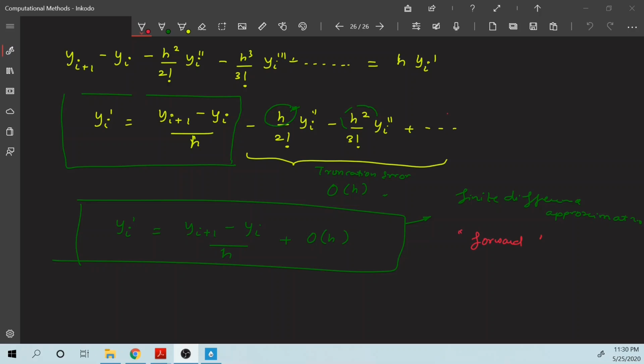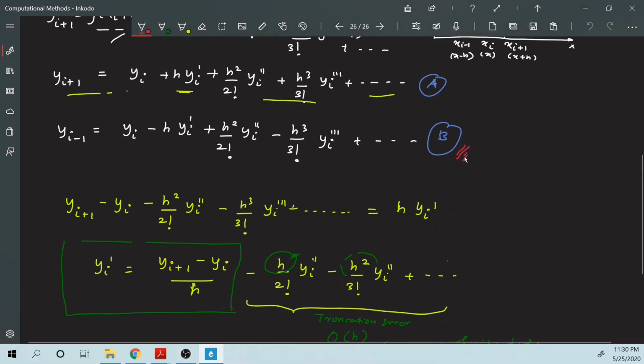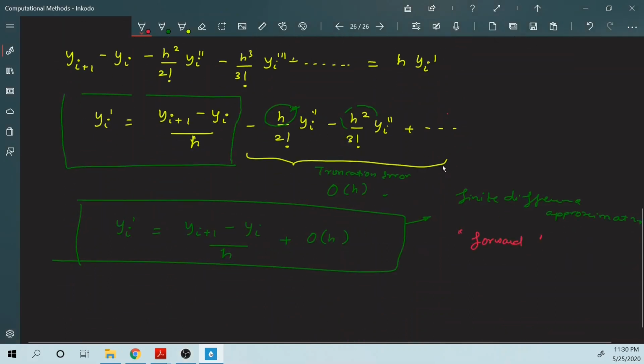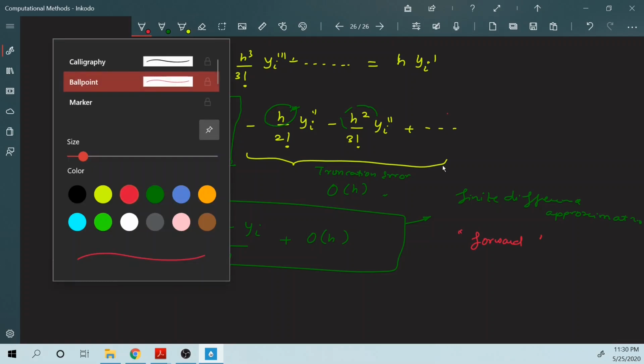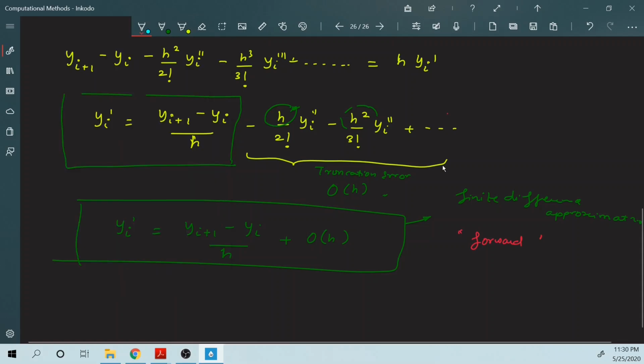So if you play with your equation B, similarly you'll find out that you get another formula for the derivative, and that formula is y i dash, this is going to be y i minus 1 minus y i divided by h.